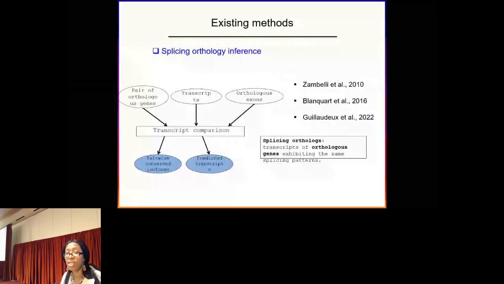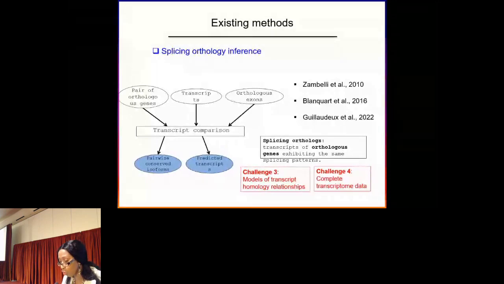And so all these methods use as input the pair of orthologous genes. The transcript orthologous exons are also required, and then they give that to a transcript comparison method that will output the pairwise conserved isoforms that are the splicing orthologs, and also that will predict conserved transcripts that were not annotated, for instance, from the human to the chimpanzee. So these works are a fine contribution to challenge three, the requirement for a model of transcript homology relationships.